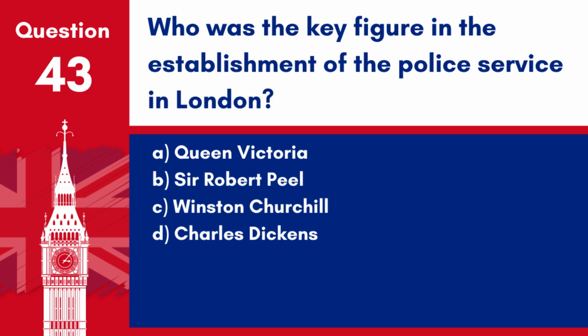Question 43. Who was the key figure in the establishment of the police service in London? A. Queen Victoria. B. Sir Robert Peel. C. Winston Churchill. D. Charles Dickens. Answer. B. Sir Robert Peel. Sir Robert Peel was instrumental in the establishment of the Metropolitan Police Service in London in 1829, often credited with being the father of modern policing.